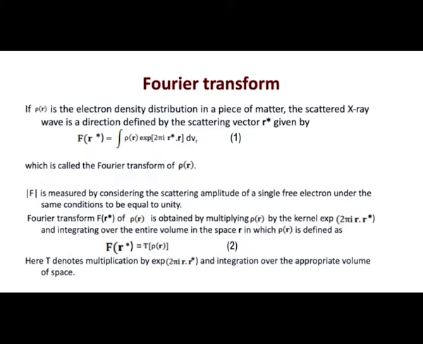The Fourier transform F of r star of rho of r, the electron density, is obtained in equation 1 by multiplying the electron density rho of r by the kernel exponential e power 2 pi i r dot r star and integrating over the entire volume in the space r in which rho of r is defined. This is the real space. So we write F of r star as T, where T means Fourier transform of. So F of r star equals T of rho of r. Here T denotes the multiplication by the kernel exponential 2 pi i r star dot r and also integration over the appropriate volume of the space. So this is equation 2.